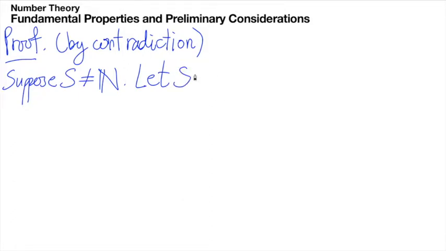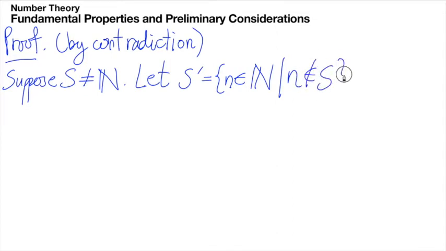Therefore, if S is not the natural numbers, let S prime be all n in the natural numbers such that these n's are not part of S. So this is S prime, right? For all n in the natural numbers, in the positive integers, but these n's are not part of our S, since S is not equal to the positive integers.